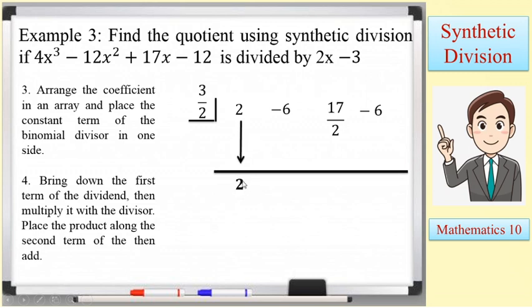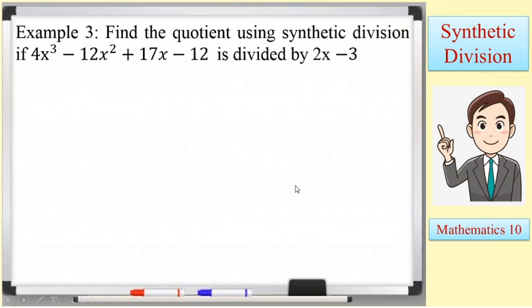So, i-bring down natin. And then we're going to multiply it with the divisor. So, ang divisor natin ay 3 over 2. So, 2 times 3, the answer is 6. Divide by 2, the answer is 3. So, itong 3 ay isusulat natin sa next term ng ating coefficient or ng ating dividend. So, ilalagay natin siya sa tapat ni negative 6. And then we're going to add negative 6 plus 3 is negative 3.